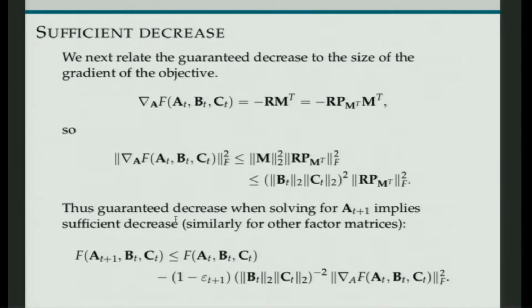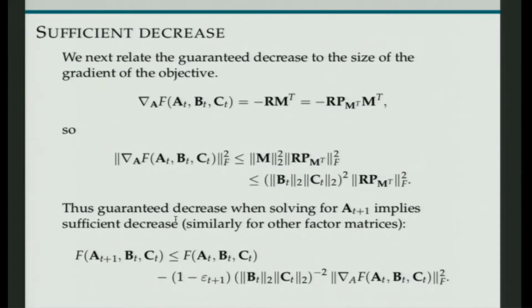Okay, so we know the gradient of the objective is just the residual times the system matrix. So we can plug in a projection onto the range of the system matrix. And remember, we can control the size of our decrease in terms of this matrix, the residual projected onto the system matrix. Then we assume that our factor matrices, in this case B and C, are bounded. That means we can get a lower bound on the size of the optimal decrease in terms of the size of the gradient of the objective, because this thing here is bounded.